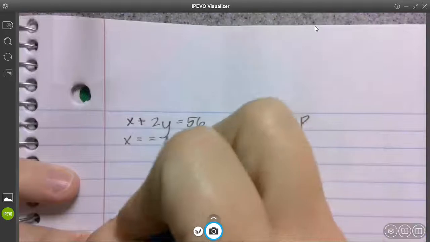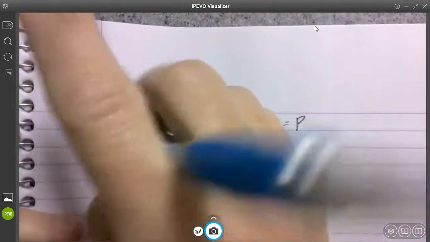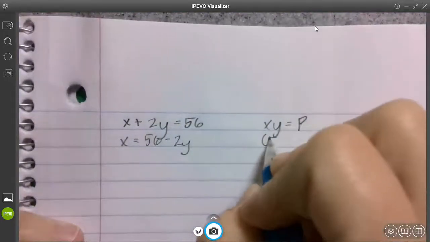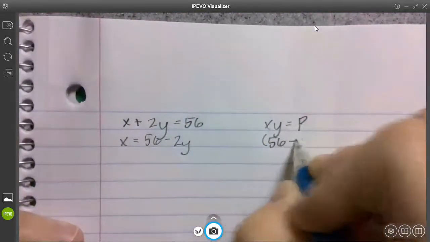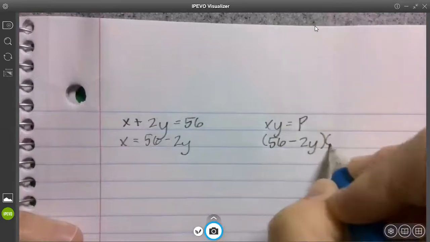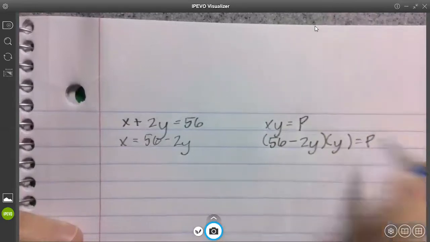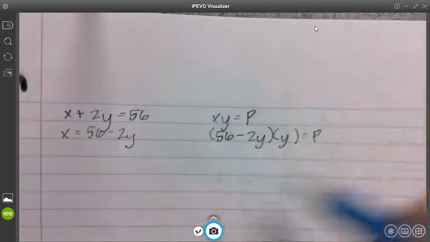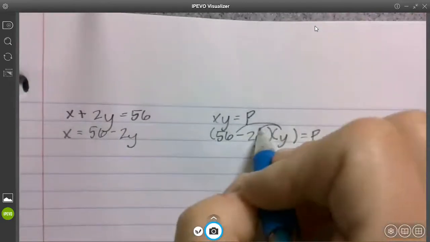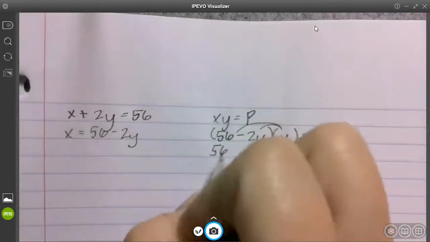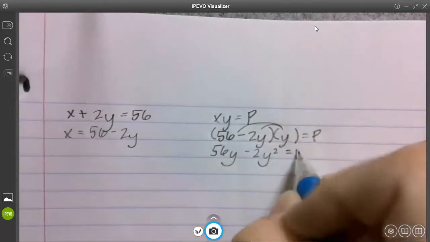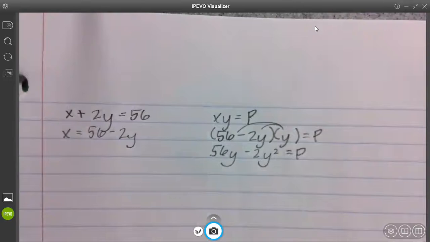So the way we solve for X, sorry about that, is we subtract that 2y. So we have 56 minus 2y. And then we're going to take that and put it into this product equation. So 56 minus 2y times y equals the product. I want to go ahead and multiply that out to make that derivative a little bit easier. So we're going to do that. We have 56y minus 2y squared equals the product.